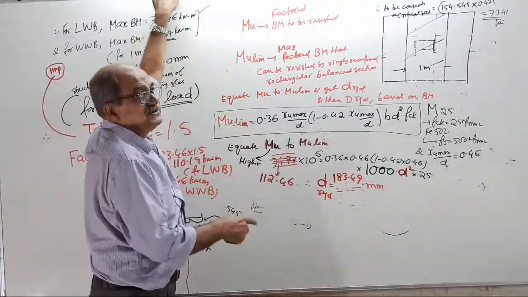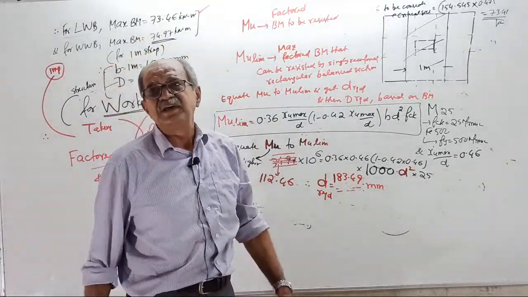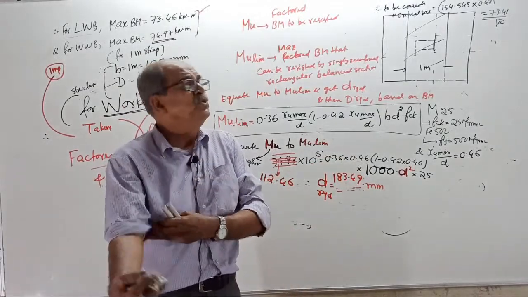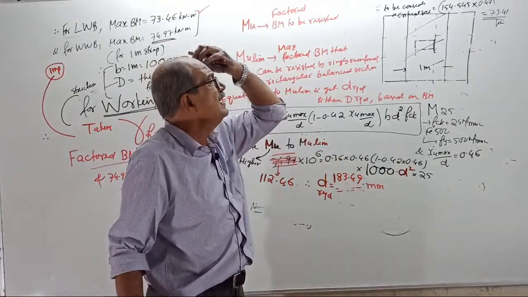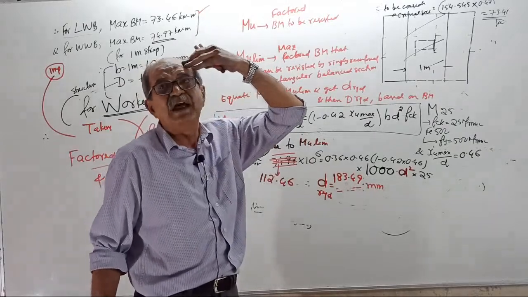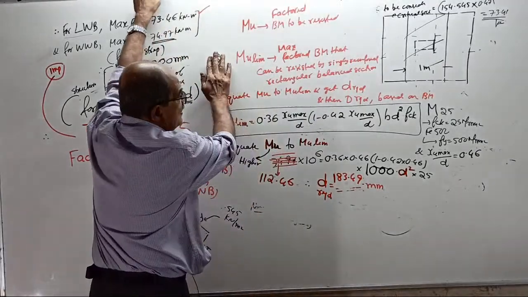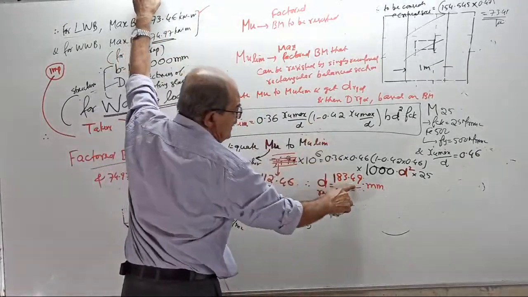See, so structure, here there is no excuse. If such mistakes are made, there is no excuse for you. You cannot tell, I forgot load factor, I decided the working load by limit state method. Sorry, no sorry will work out. Over. See, now all I will remove 183.49.